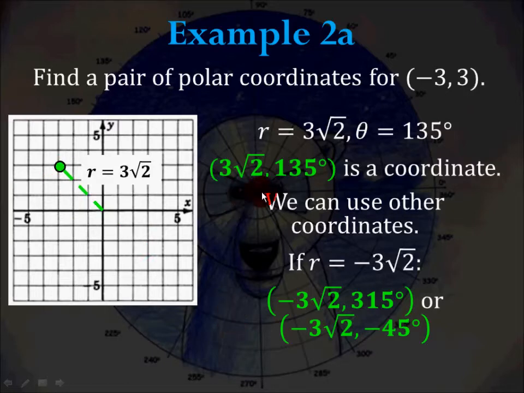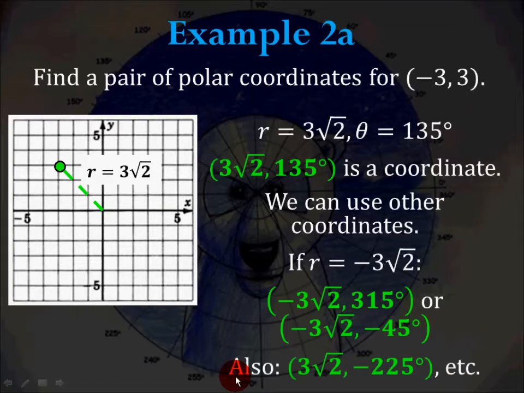You could also use 3 root 2, 495 degrees. That would also work as well. 3 root 2, negative 225, basically using different coterminal angles for 135.